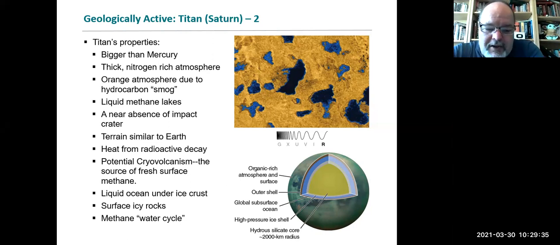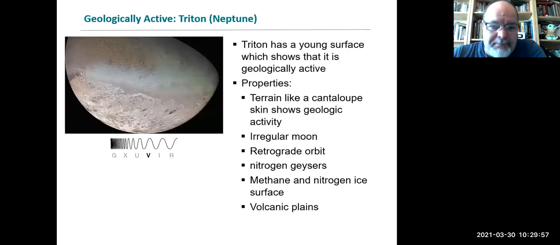Liquid ocean under the ice crust, and it has a surface of icy rocks, and it has a water cycle like we have here on Earth, but it's not water because water would be in the solid form. It has a methane cycle. So that can sort of lead to the same type of things that we see on the surface there, specifically because it is this sort of water cycle, only the liquid happens to not be water, but liquid methane.